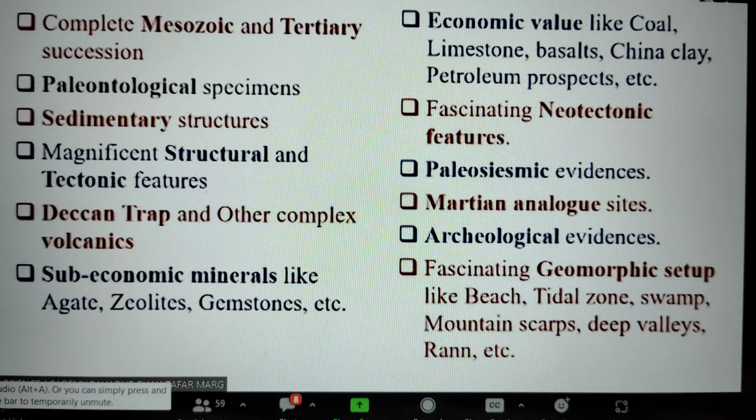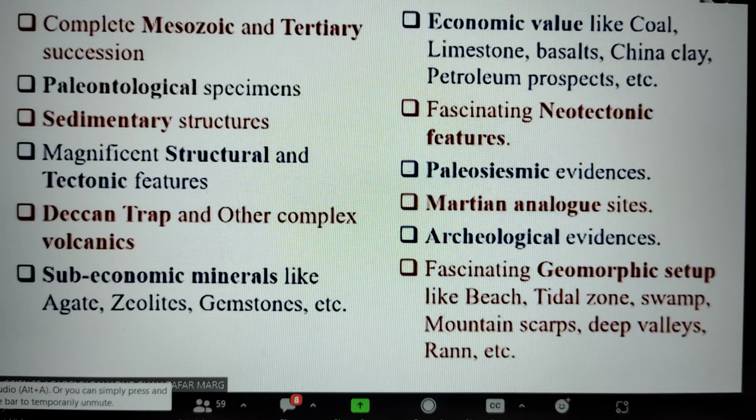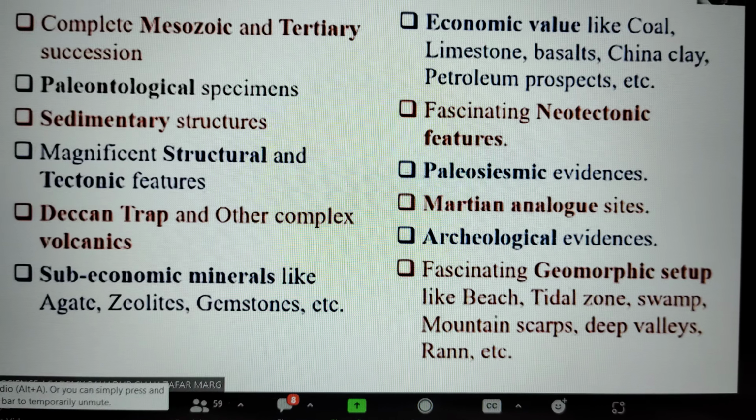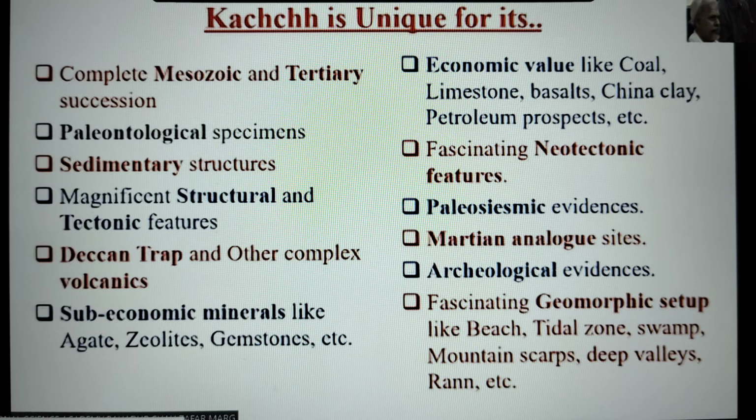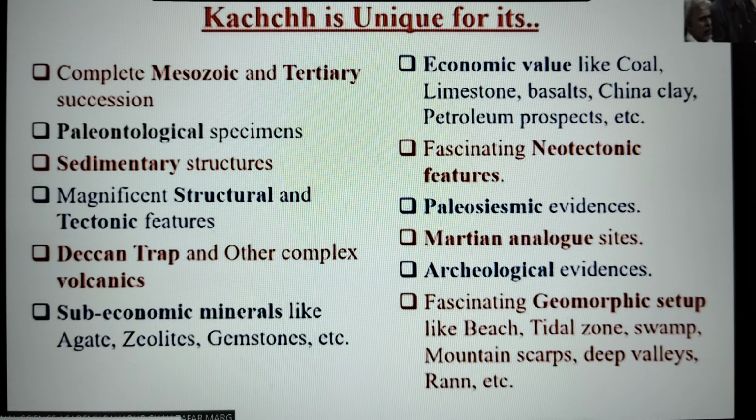Then we have perfect sedimentary structures, magnificent structures and tectonic features, Deccan Traps and other volcanic complexes, plutonic complexes. Then the semi-precious stones like agates, zeolites, gemstones. Then economic deposits like coal, limestone, basalts, china clay, petroleum. So the entire basin has so many minerals that give revenue to the state as well as to the country. Martian analog sites and paleoseismic evidences are some of the best preserved in our basin.